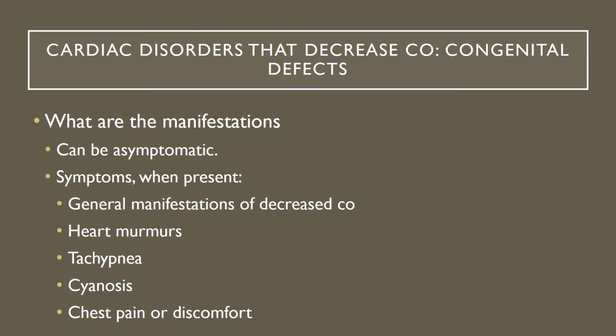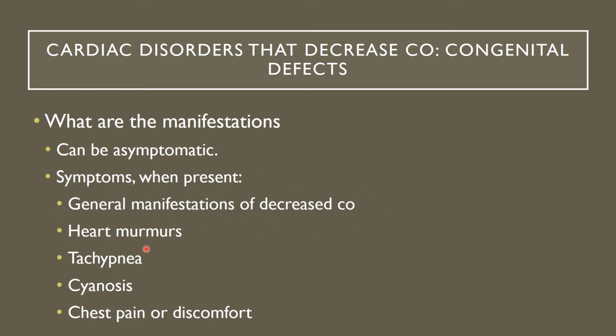And so what are the manifestations? These manifestations, depending on the congenital disorder that is present, could be highly variable. And so we can actually see the manifestations be asymptomatic, okay, meaning they're not really present. But when we do see symptoms, they generally pertain to decreased cardiac output, and what you would see in a decreased cardiac condition, right? So where we have decreased oxygenation of blood, we're pumping less of that blood out to the tissues. So we have all the general manifestations of decreased cardiac output: tachypnea, tachycardia, fatigue, tissue ischemia, right? So all these general manifestations of decreased cardiac output, okay.